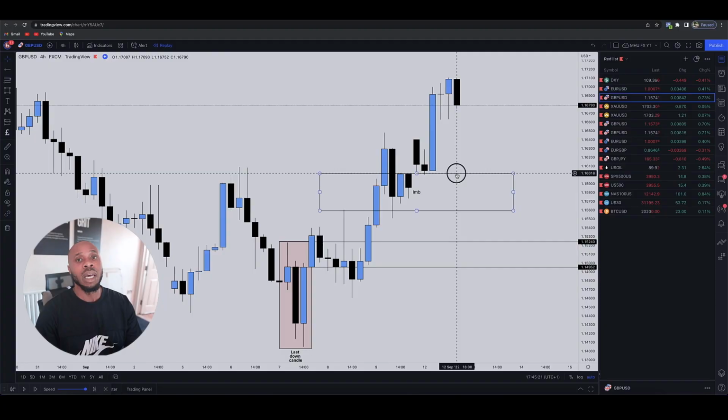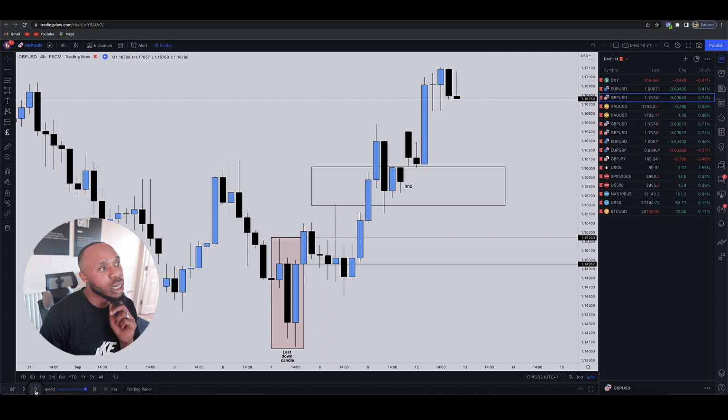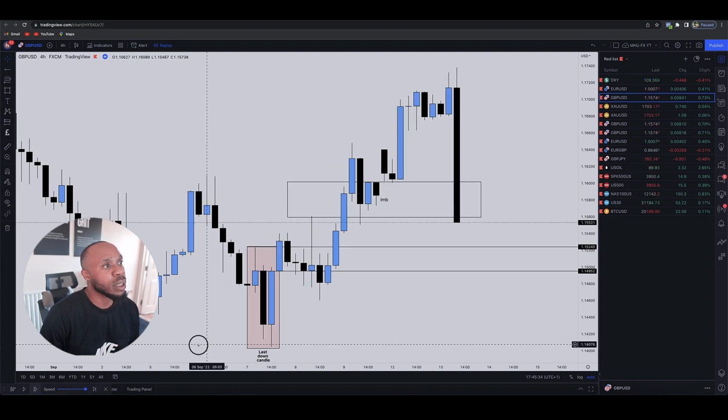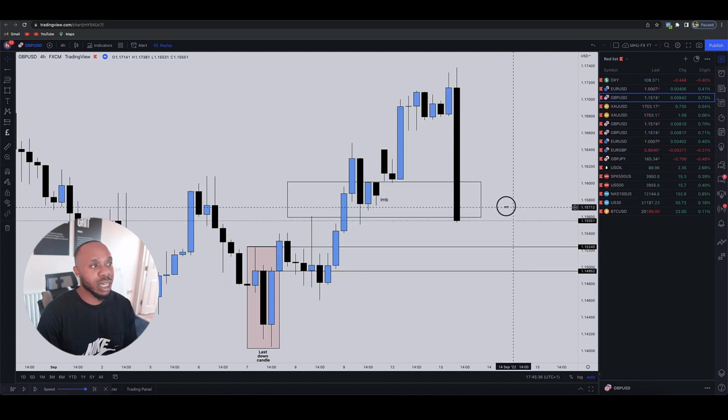News came out and sent this pair ballistic. It shot straight into our point of interest without giving us any kind of sign that price wants to go lower. So in other words, I couldn't get into that trade. One candlestick at a time. There we go. Boom. Serious candle. You guys know that only news can do something this crazy.